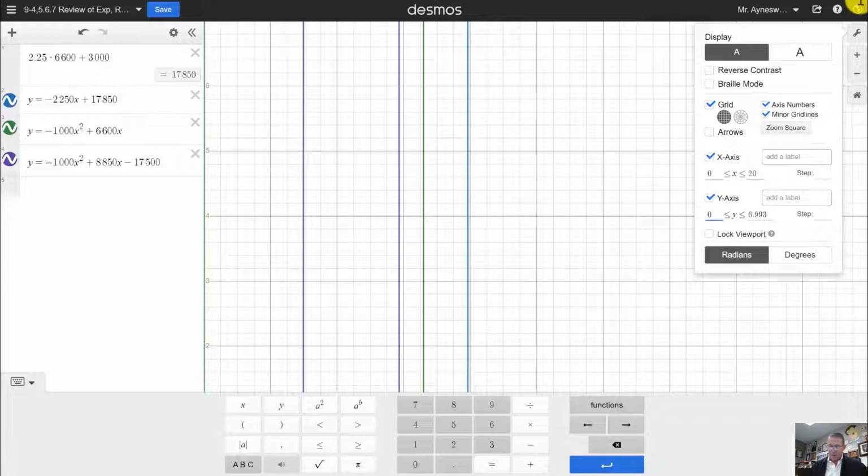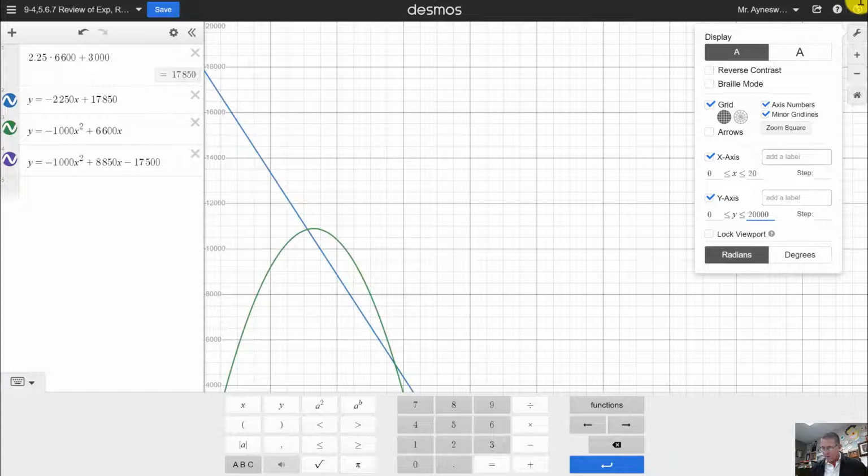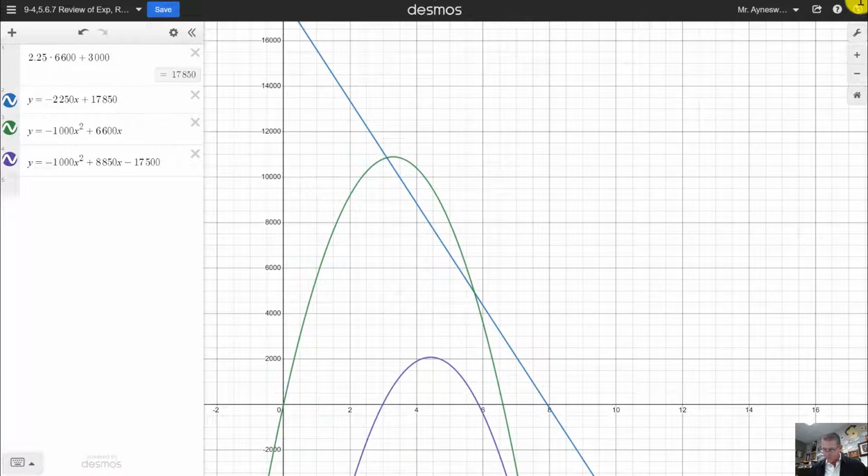And the y-axis, what you want to do is look at your expense function up here, and the y-intercept is 17,850. So on the y-axis, I have to go up to maybe 20,000 in order to see where the line hits the y-axis, something greater than 17,850. So I'm going to make it simple and type in 20,000. And notice that I can see everything.